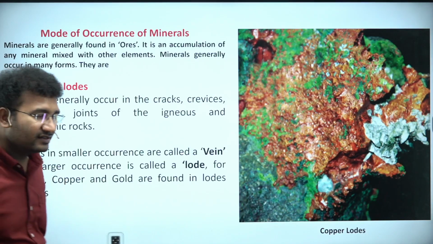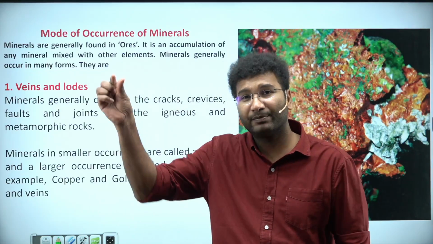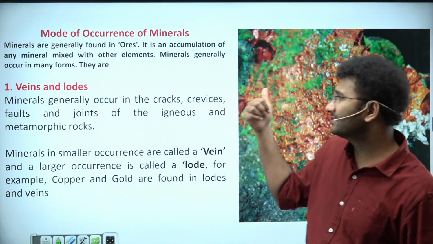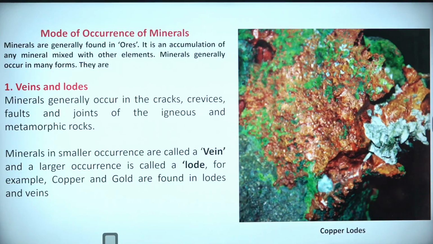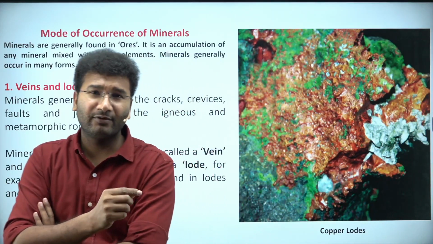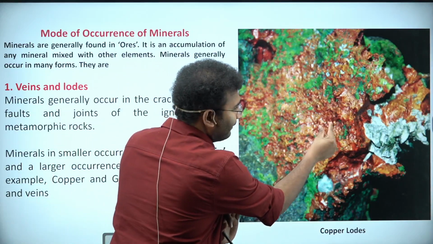But where exactly are all these minerals present? Sometimes they can be present in a rock. Sometimes they can be present in the form of a vein. Look here, the image that you see next to me is an example of copper. This copper is present in the form of lodes. Minerals are present in the form of veins and lodes. Lodes means those whose size is a little bigger.